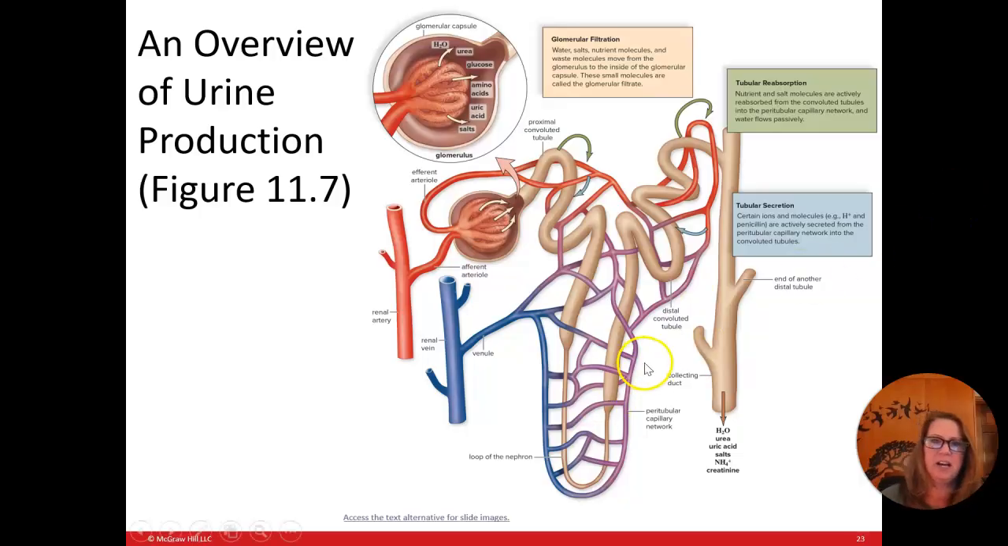Okay, so I like this slide because it shows us again the figure of the nephron. We want to begin to understand how the design of the nephron is suitable to doing the things that we need the urinary system to do. One of those things is what we call glomerular filtration.